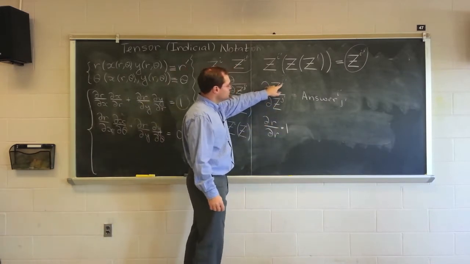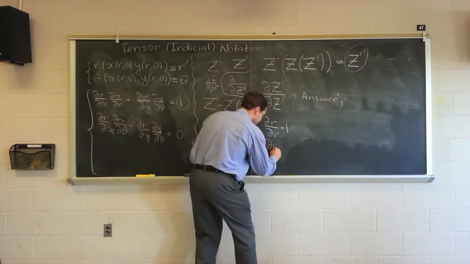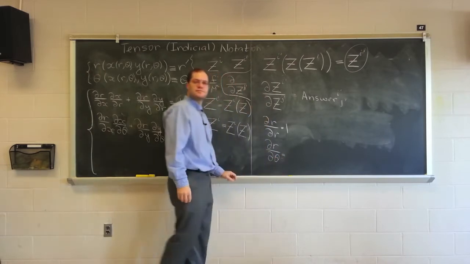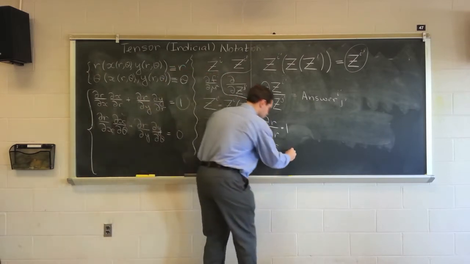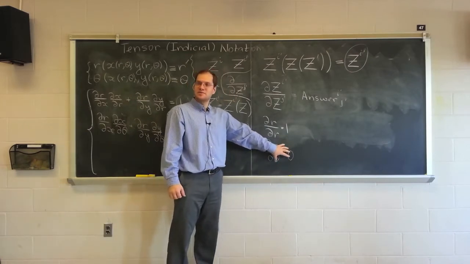Now let's look at I equals 1, j equals 2. That would be dr d theta, and this equals 0. Okay, that's great. I could write out 9 more, but you can kind of see what's happening.